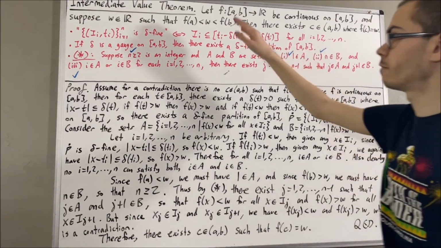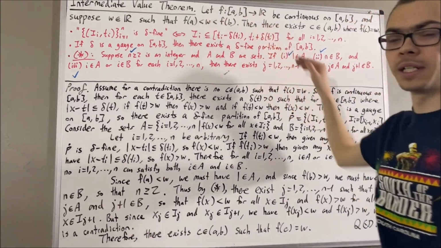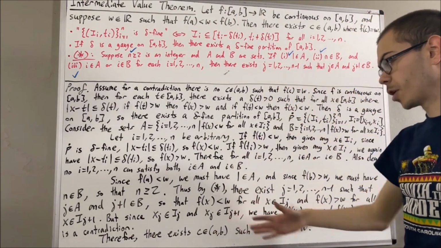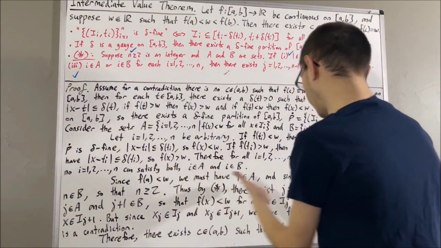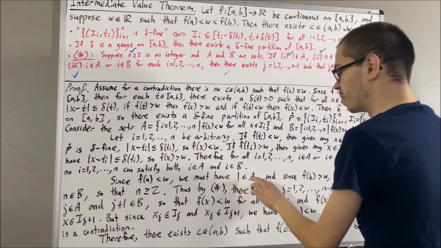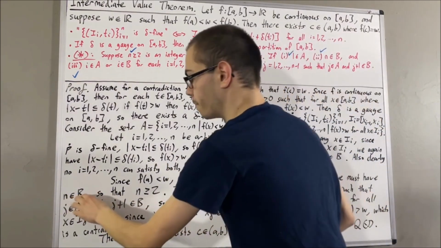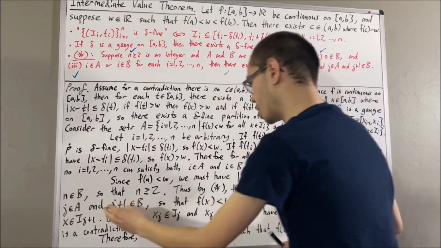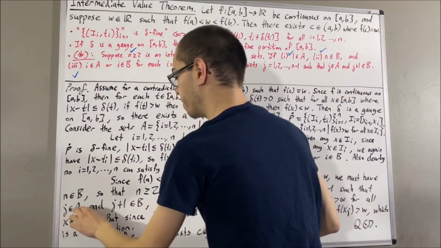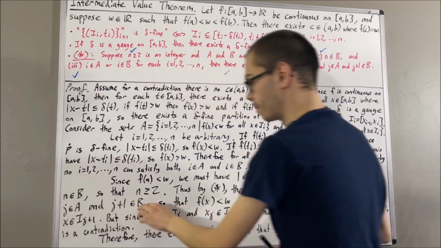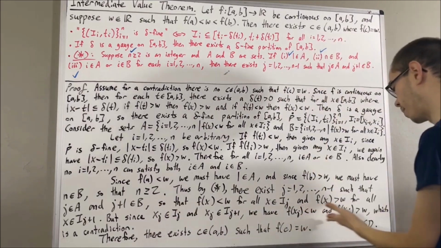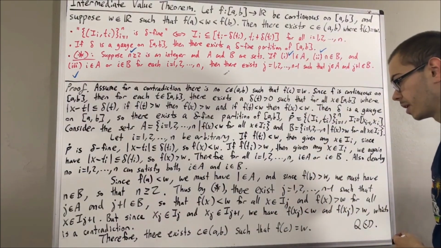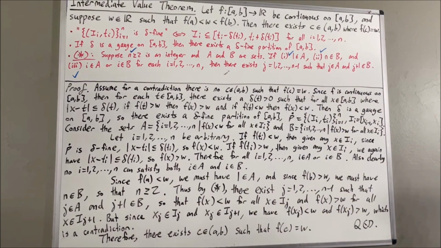Now, if instead you were given f of a is greater than w, which is greater than f of b, well then you have basically the same argument. It's just instead, up to here, you would have 1 is an element of B and n is an element of A. Well then in that case, the integer j that you identify will have j is an element of B and j plus 1 is an element of A. But you still reach the same contradiction. And so yeah, that's pretty much it for this video.